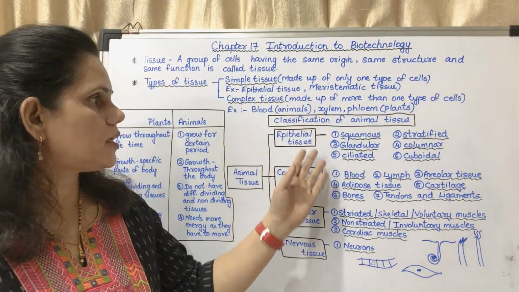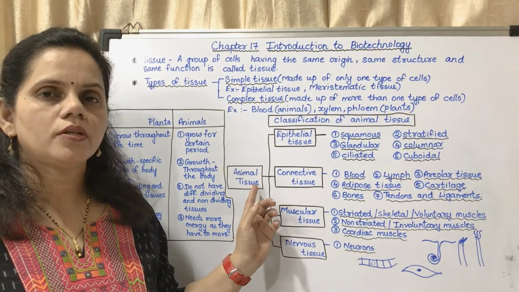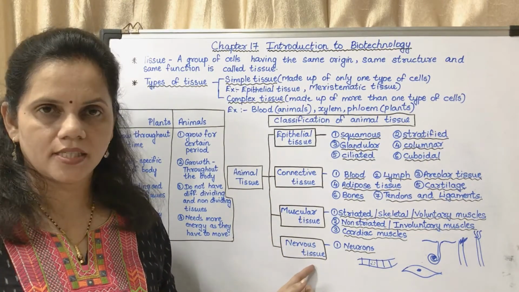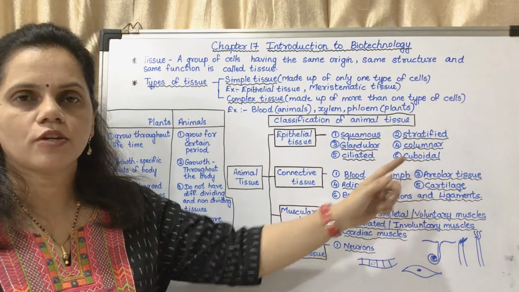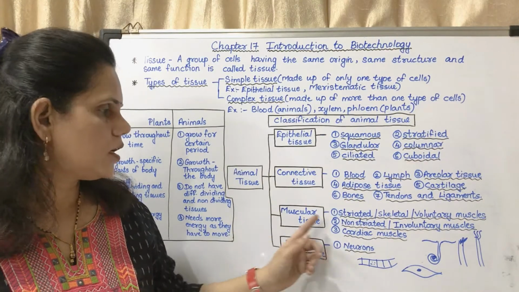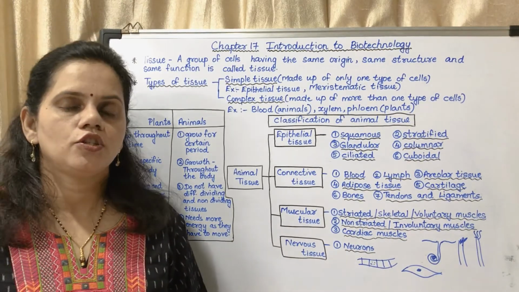So this is about the classification of animal tissue. I repeat, animal tissue consists of epithelial tissue, connective tissue, muscular tissue, nervous tissue. These are the different types of epithelial tissue. These are the different types of connective tissue, muscular tissue and nervous tissue. You may go through the textbook.